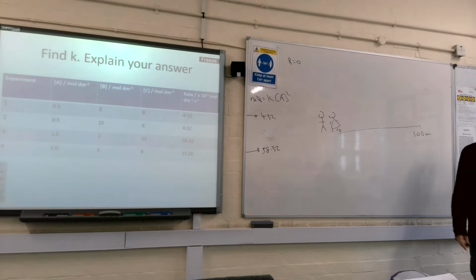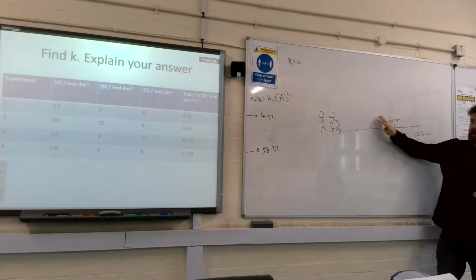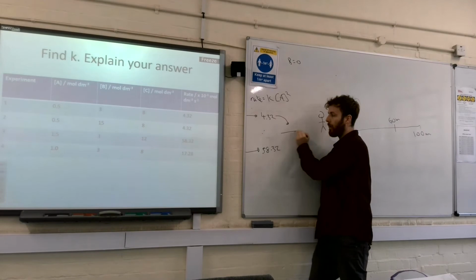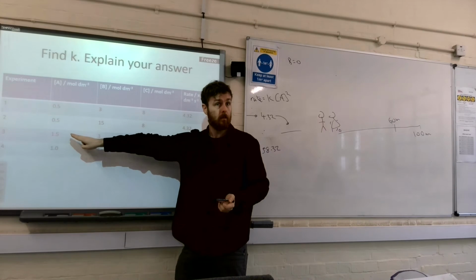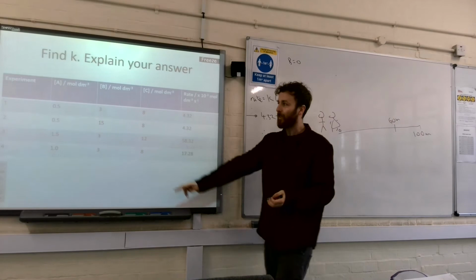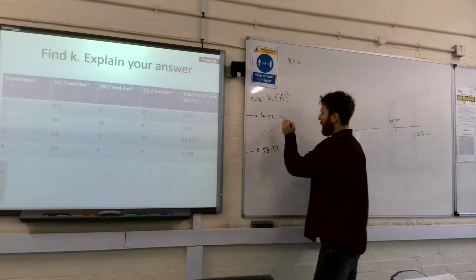But if we knew that Jill kicked the football 60 metres, then Jack must have kicked it 40. We're going to employ this exact same idea here. First of all, we're going to take into account the effect of the chemical we know the order of. Now, between experiments 1 and 3, A has increased by a factor of 3. But A is second order, isn't it? So if between experiments 1 and 3, A has increased by a factor of 3, that would increase the initial rate by a factor of 9, 3 squared. So by taking into account A, we can do 4.32 times 9, so we're banging that in the calculator.